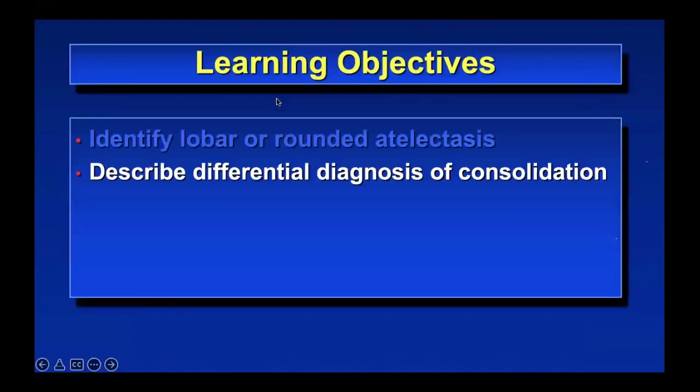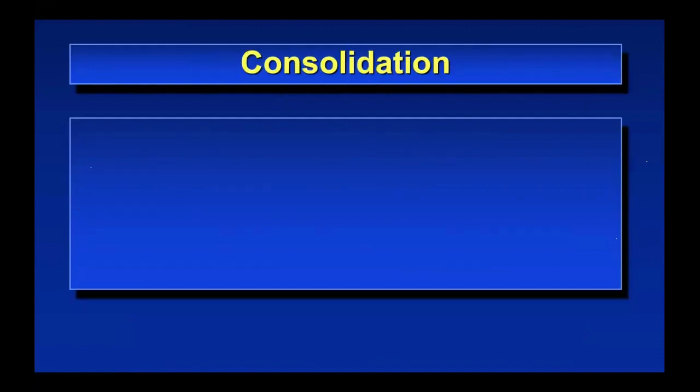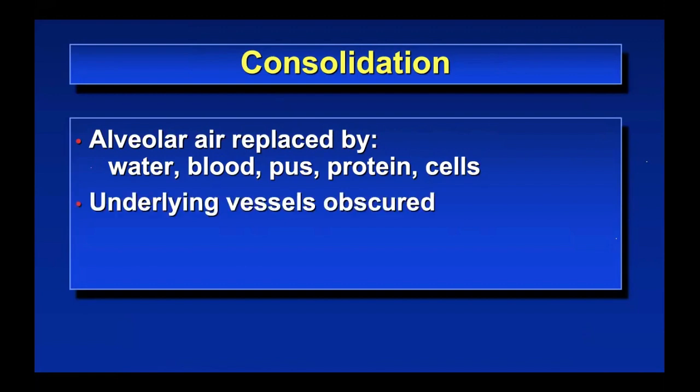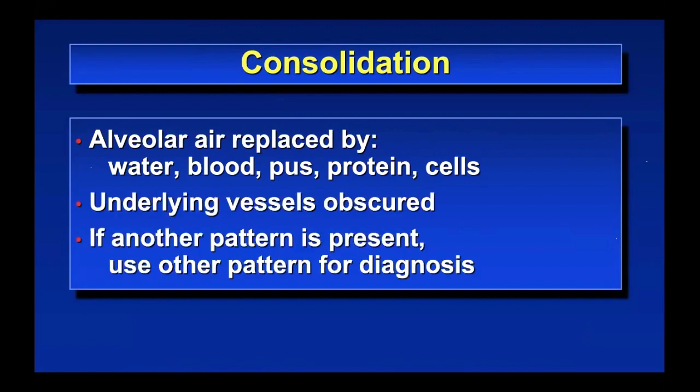Okay, so let's move on to our next learning objective, which is to describe the differential diagnosis of consolidations. So consolidation is a situation in which the alveolar air is replaced by water, blood, pus, protein, or cells. The underlying vessels are obscured, as I said. And atelectasis, we consider atelectasis to be a form of consolidation because the air spaces are filled or just collapsed.